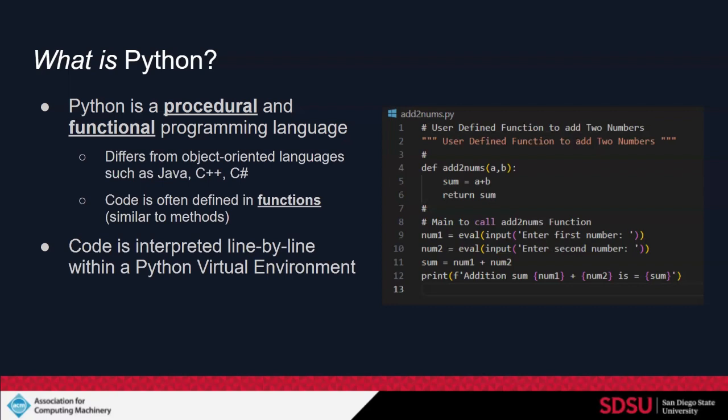Another thing that differentiates Python from other languages is that instead of using methods, which are things that belong to a class, we use functions, which are just blocks of code that you can define and call again later. So it looks exactly like methods that you've seen in Java. It's just that they're not attached to an object or a class.